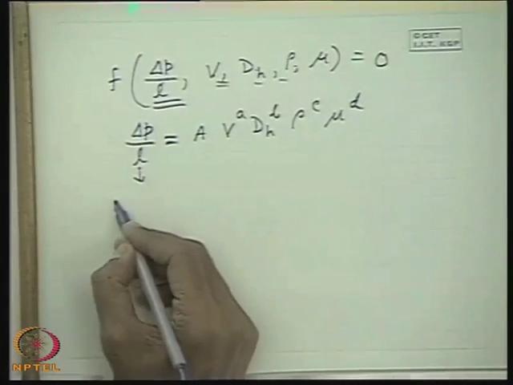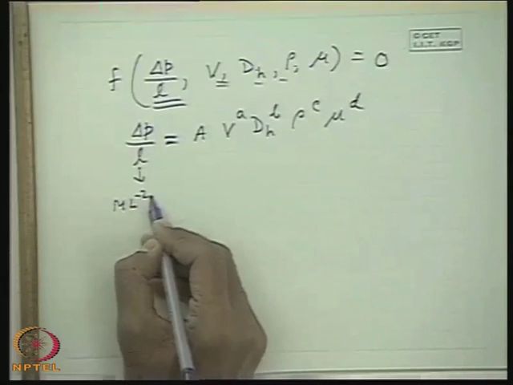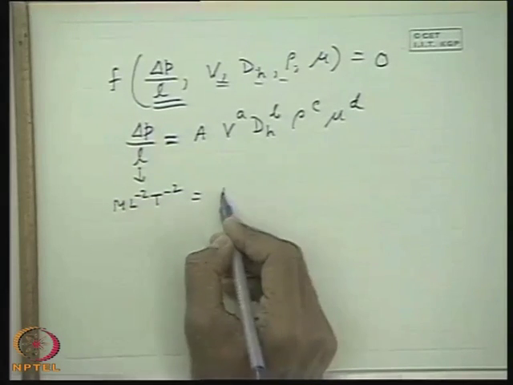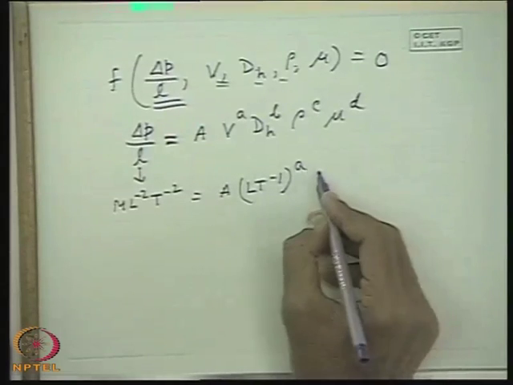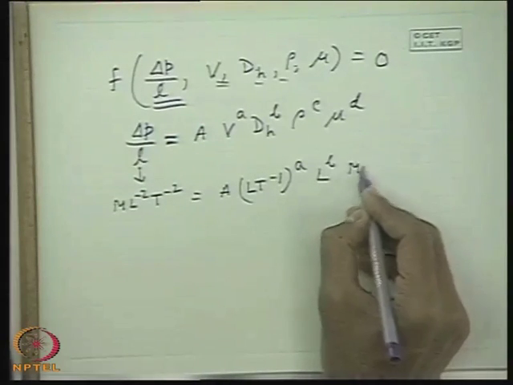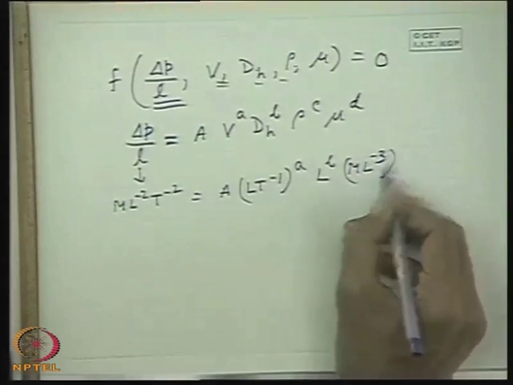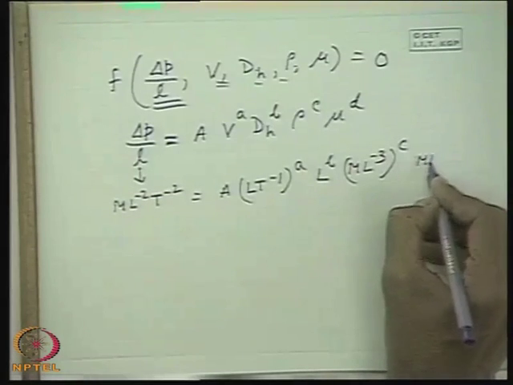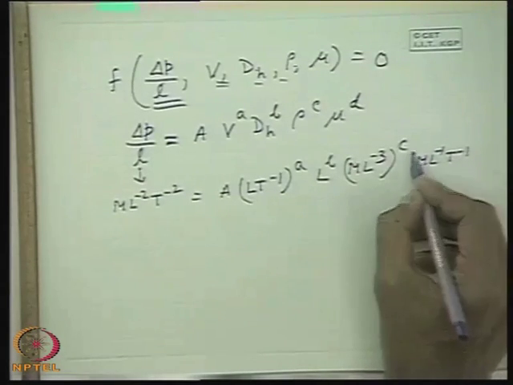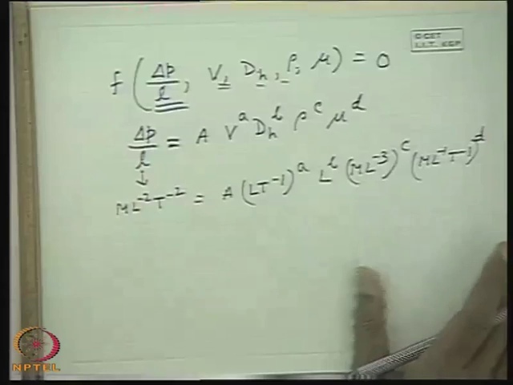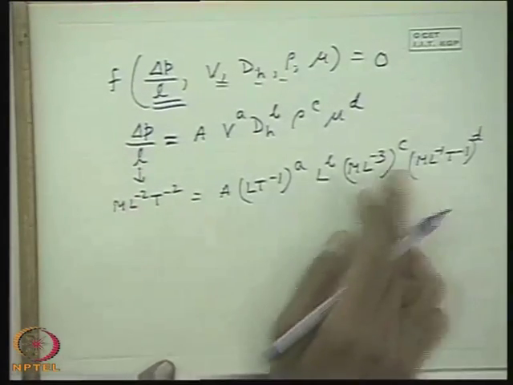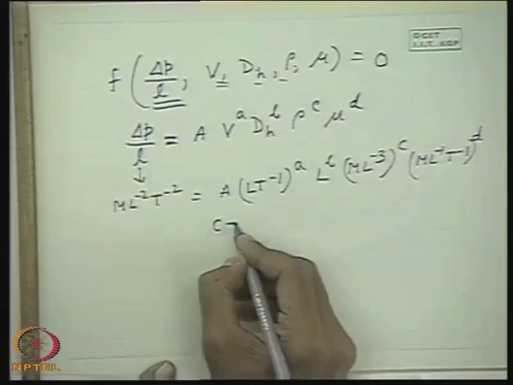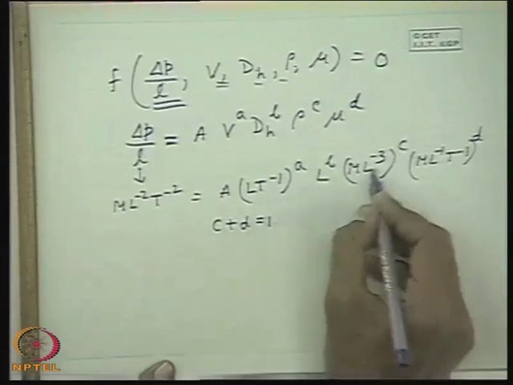What is the fundamental dimension? M L^-2 t^-2 = (a L t^-1)^a, L^b, (m L^-3)^c, (m L^-1 t^-1)^d. Now if we equate the M, L, T, you will get c plus d is equal to 1.